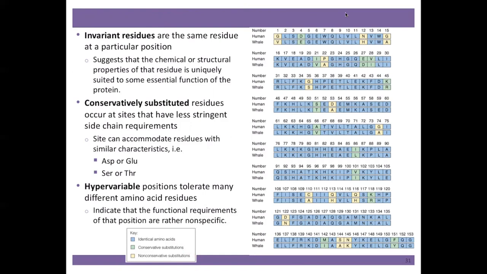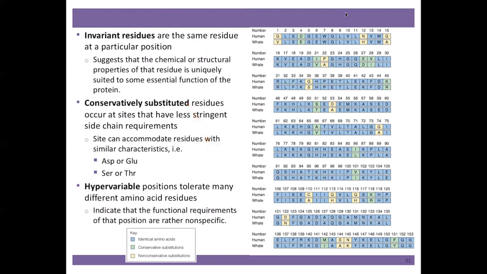Hypervariable are going to be those that have lots of different residues there. So I wouldn't say that this is hypervariable. You'd need more sequences to see really if it can tolerate a bunch of different sequences. So this hypervariable is probably better used if you have many, many sequences that you're looking at. This non-conservative is just a subset of this. Well, you're either conservative or non-conservative, or like me, you're right in the middle.